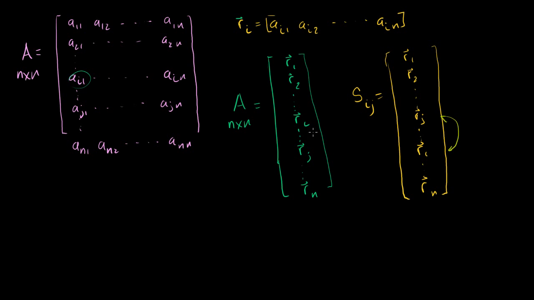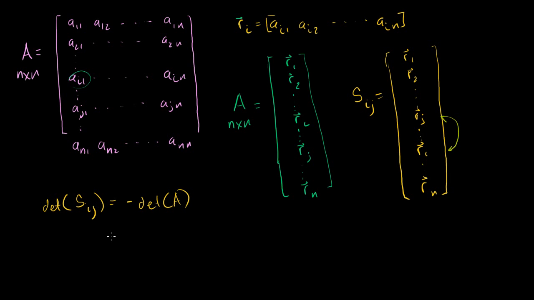Now, I think it was in the last video or a couple of videos ago, we learned that if you just swap two rows of any n by n matrix, the determinant of the resulting matrix will be the negative of the original determinant. So we get the determinant of S, the swap of the ith and the jth rows, is going to be equal to the minus of the determinant of A. The minus of the determinant of A.